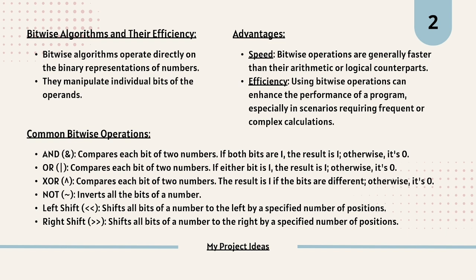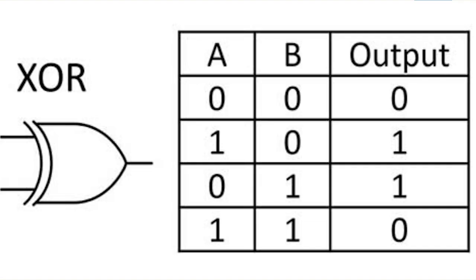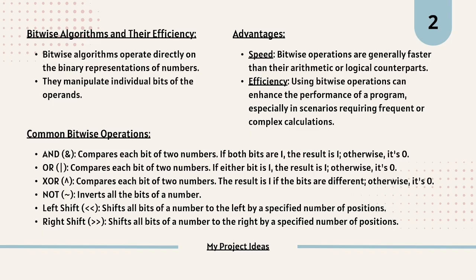The XOR we already discussed in the previous video. It also compares each bit of the numbers. The result is 1 if the bits are different. Means if you are doing the XOR of 1 and 0 or 0 and 1, you get 1. If the bits are the same, it gives you 0. Like 0 XOR 0 is 0. 1 XOR 0 is 1. 1 XOR 1 is 0. And 0 XOR 1 is 1. Got it? What does NOT do? NOT basically inverts all the bits of a number. No brainer. The NOT of 1 will be 0. It negates. The NOT of 0 will be 1.